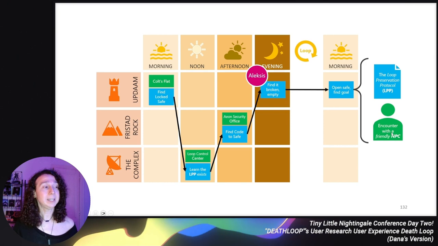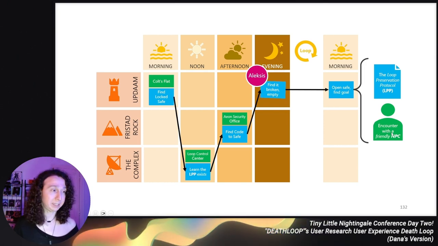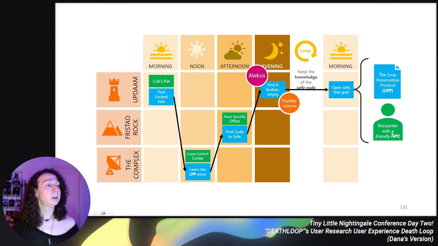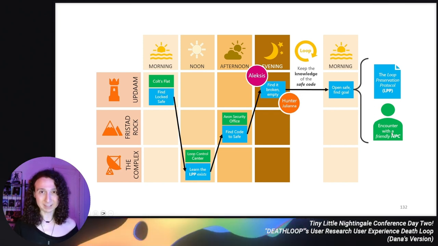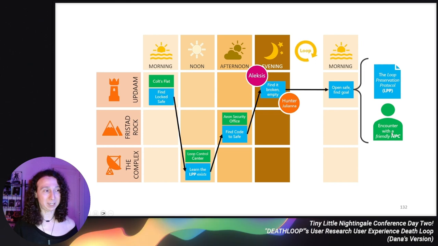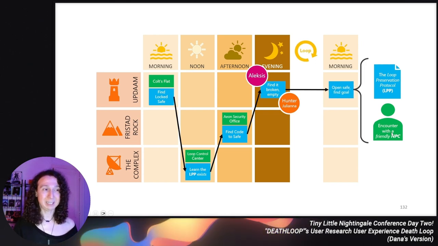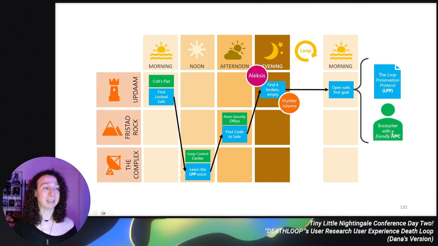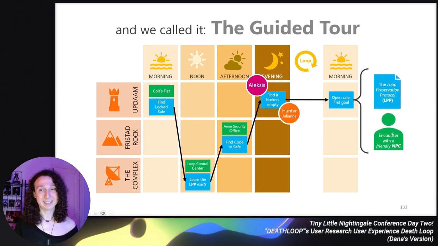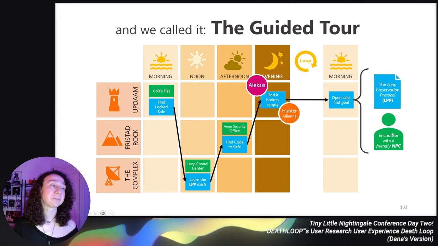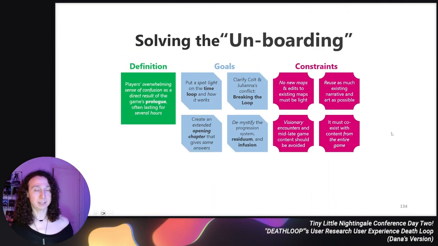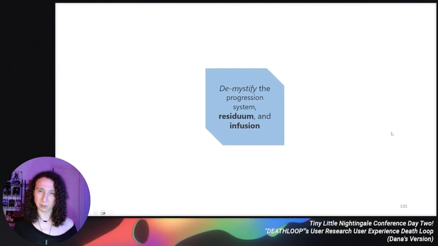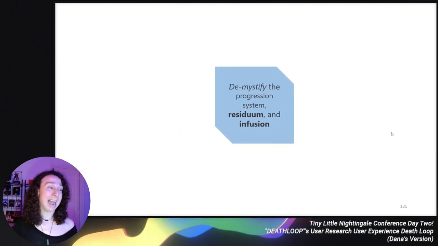It is empty. This is where Alexis is having his party, and Juliana attacks. We keep the knowledge of the safe code. We loop to the morning. We open the safe, find the loop preservation protocol, learn how to break the loop, meet that friendly NPC, and we have our guided tour. But we're not quite done yet. There's still residuum and infusion. How are we going to tackle that?